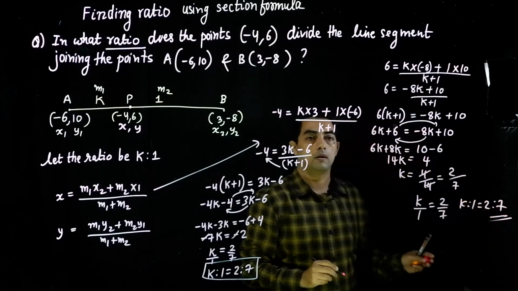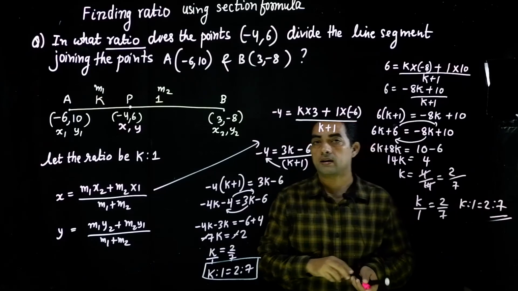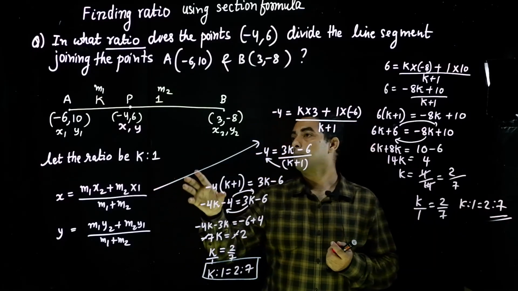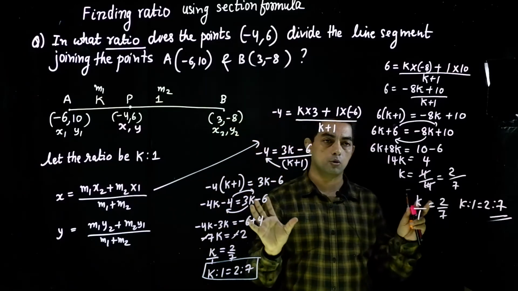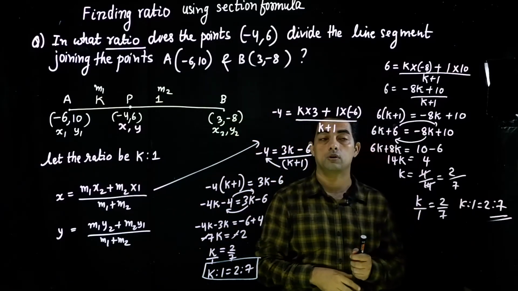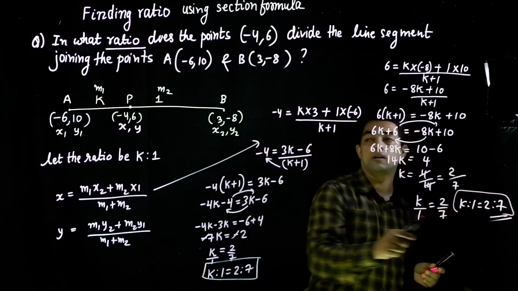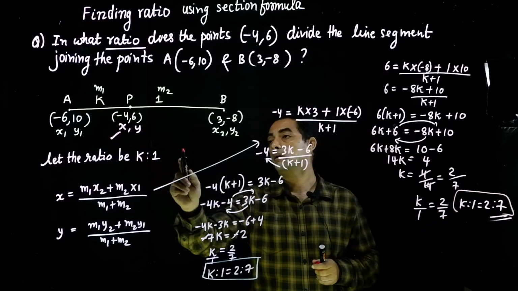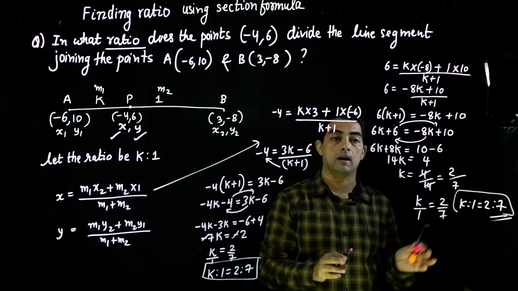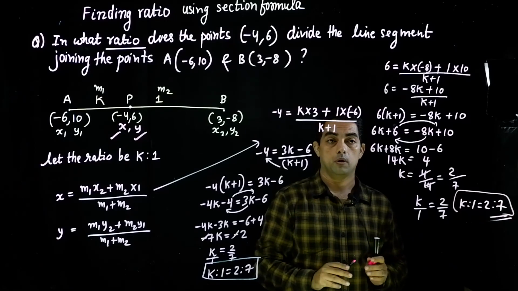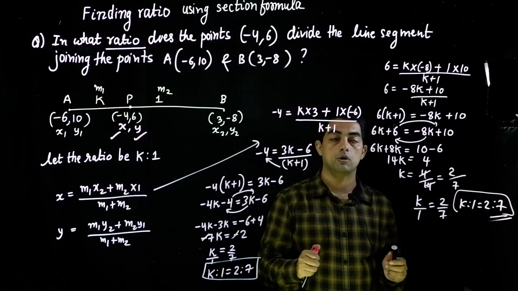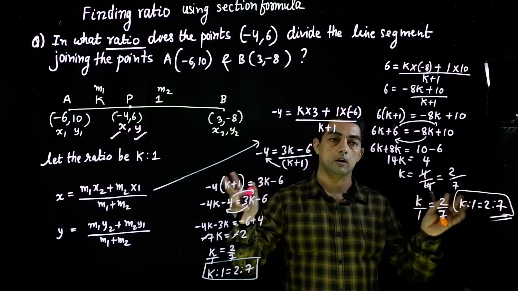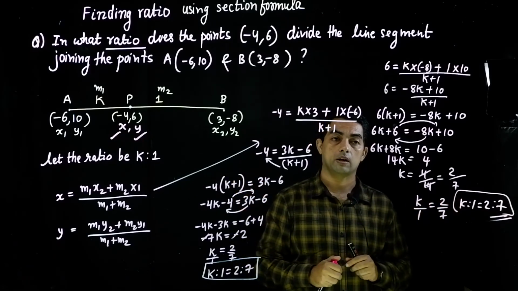See? So what I want to tell you is that if you use the x coordinates, that is enough. No need to do it twice. This is just for cross-checking purposes, that whether you use the x coordinate or the y, you will get the ratio. So student, this is how you are going to solve a question based on finding ratio using the section formula.